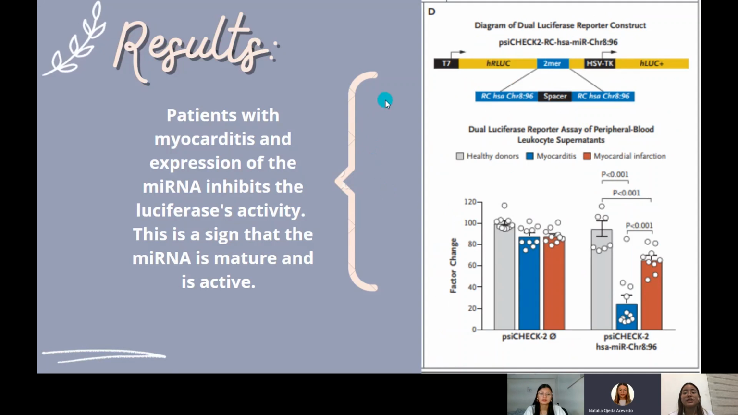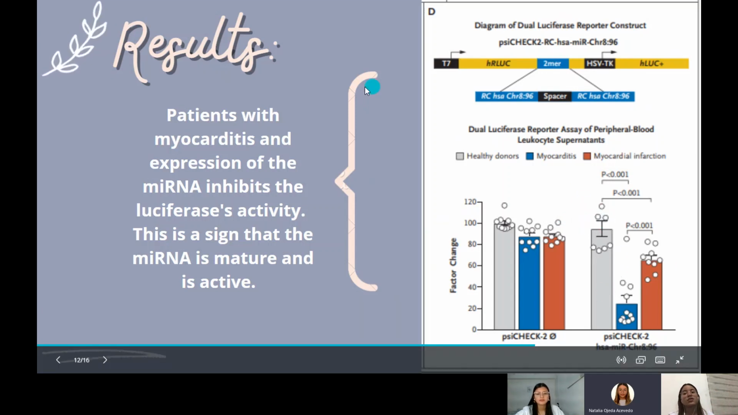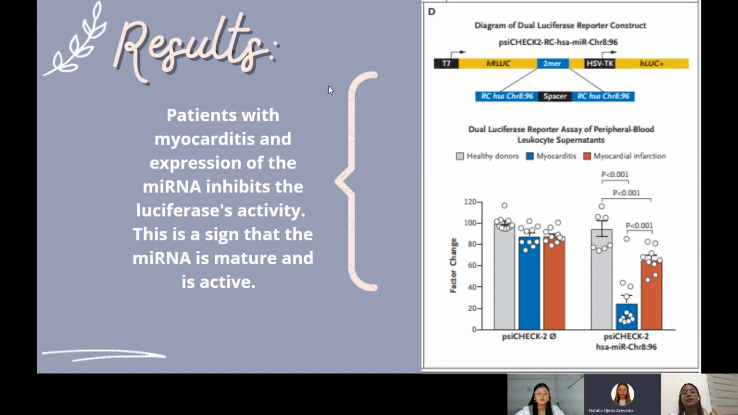Then panel D shows us the functional validation of the human homologue of the mRNA. Here, what was done is that the reverse complementary sequence of the mRNA was cloned in a luciferase dual reporter vector, which is used to prove the effect of RNA modification on RNA translation. We can see that in the supernatant of peripheral blood leukocytes obtained from patients with myocarditis, with the expression of the mRNA, the luciferase activity was inhibited. This supports the conclusion of panel C, which was that the human homologue of the mRNA was a mature and functionally active mRNA.